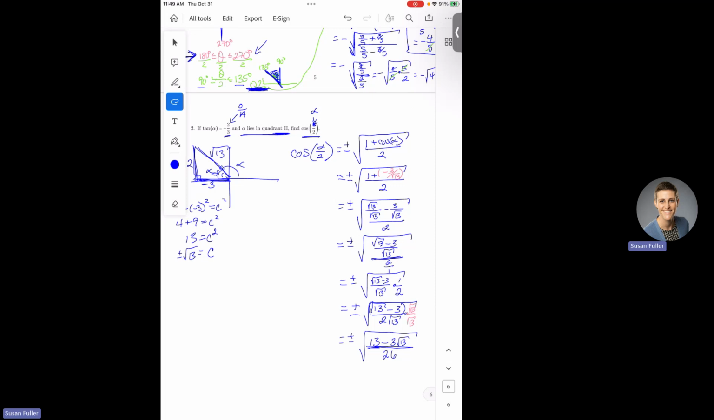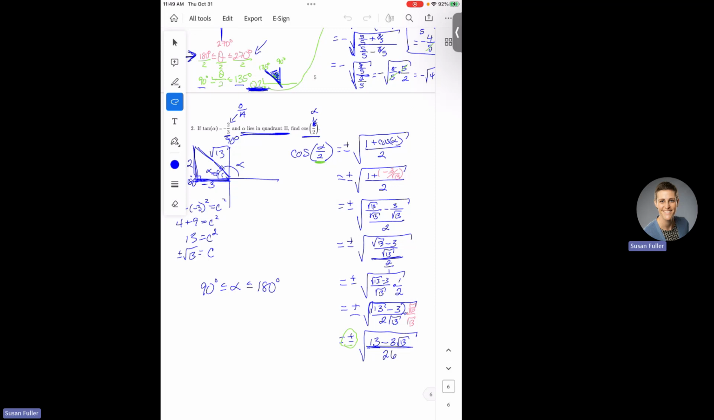All right, the last hurdle that we have here is to pick the plus or minus. So whether this is positive or negative depends on where alpha over 2 lives. But I don't know where alpha over 2 lives. I know that alpha is in quadrant 2, which means it has to be between 90 degrees and 180 degrees over here. Okay, so I know that alpha is between 90 degrees and 180 degrees.